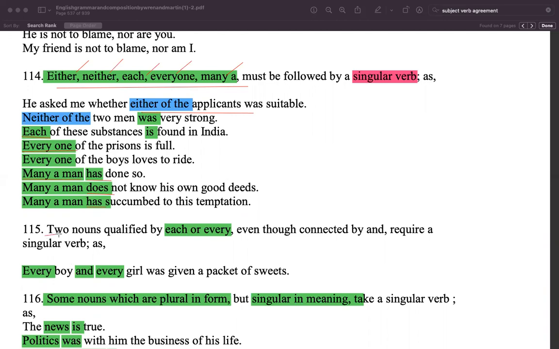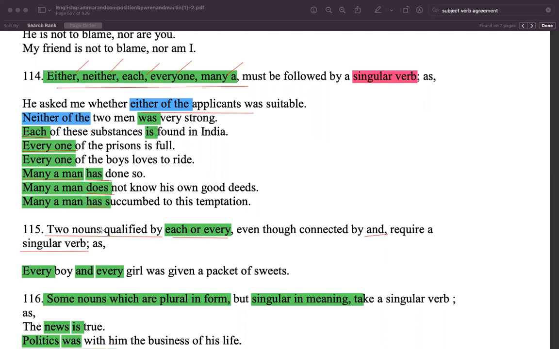So the next one is clearly stated: two nouns qualified by each or every, even though connected by and, they require a singular verb. Please do understand what the rules say. Now, I have just now told you 5 rules so far.